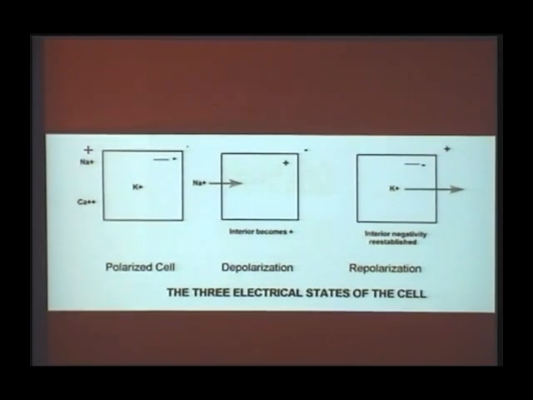Why is the outside of the cell positive? Because at a resting state, the positive charge ions are in higher concentration outside when compared to the positive charge ions inside. That's all, a very simple reason. Positive charge ions like sodium and calcium are higher in concentration outside. That's why there is positive polarity outside and negative polarity inside. So this is the resting state.